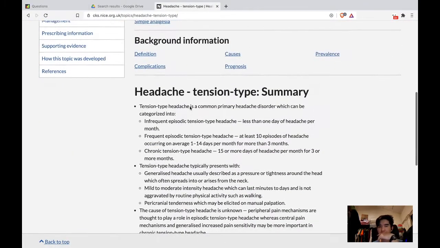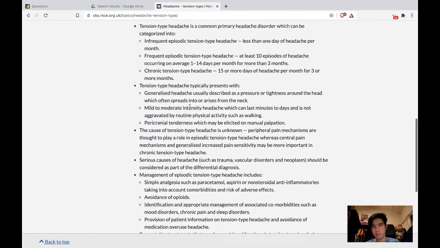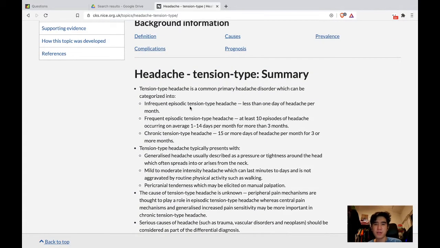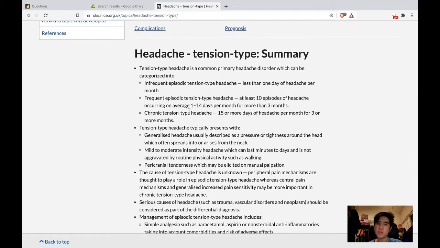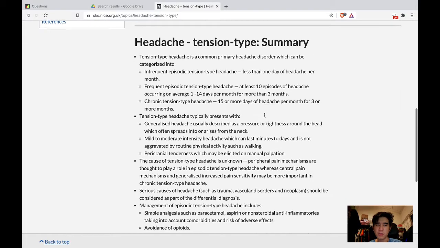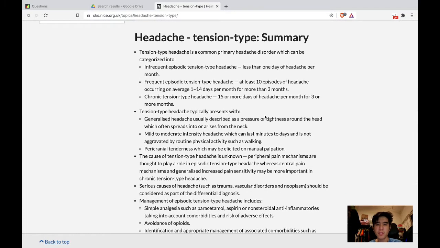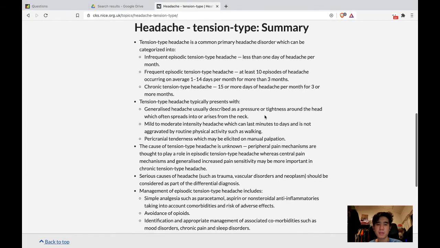Headache, tension type. So here's a summary. Tension type headache is a common primary headache disorder which can be categorized into infrequent episodic tension type headache, less than 1 day of headache per month; frequent episodic tension type headache, at least 10 episodes of headache occurring on average 1 to 14 days per month for more than 3 months; chronic tension type headache, 15 or more days of headache per month for 3 or more months.